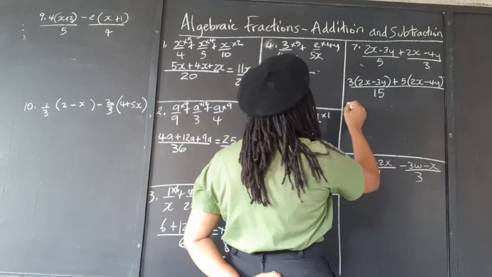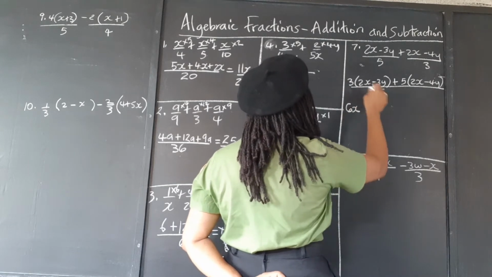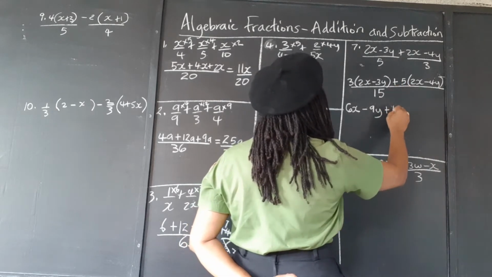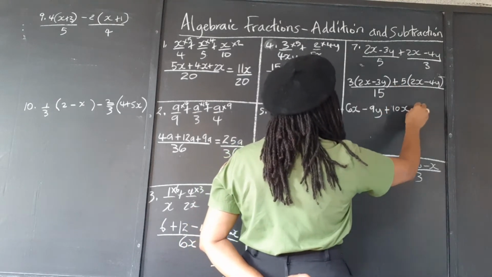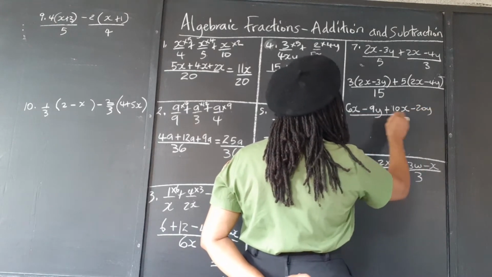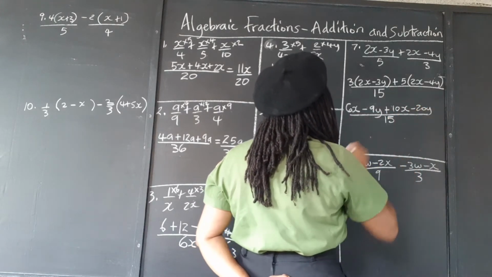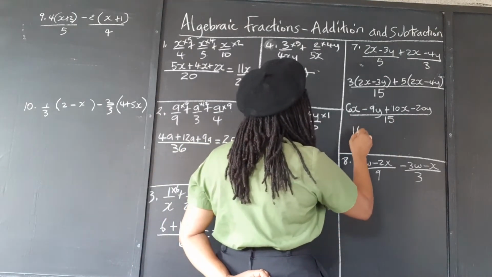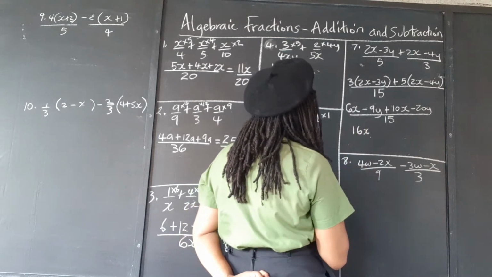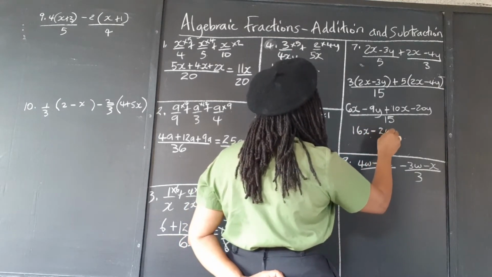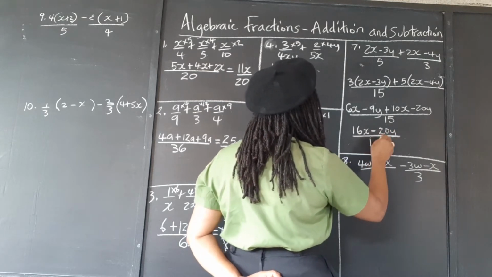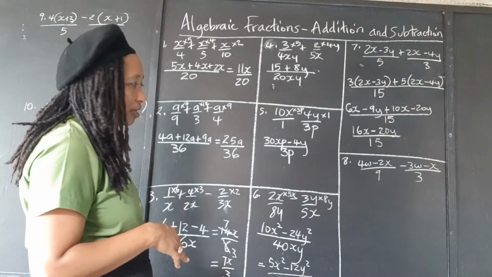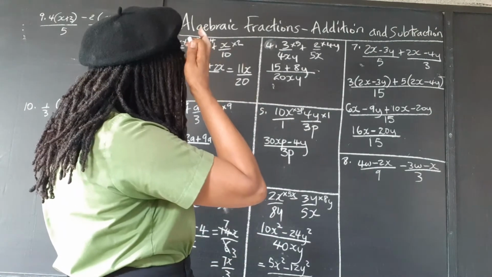So we have 6x minus 9y plus 5 2's 10 and 5 4's 20 over 15. Now we're grouping the like terms, so 6x plus 10x, that's 16x, and negative 9y minus 20y is negative 29y over 15. And these terms, this is in its simplest form, they cannot be reduced any further.